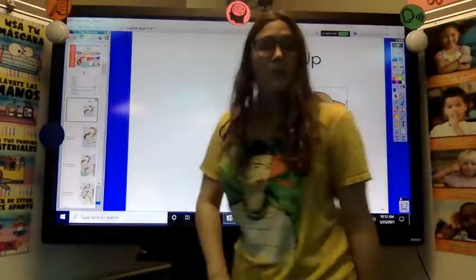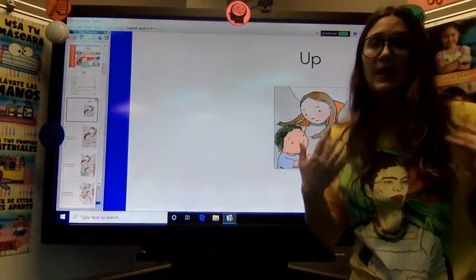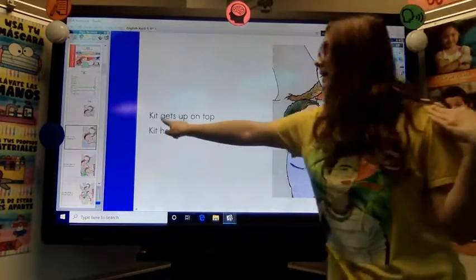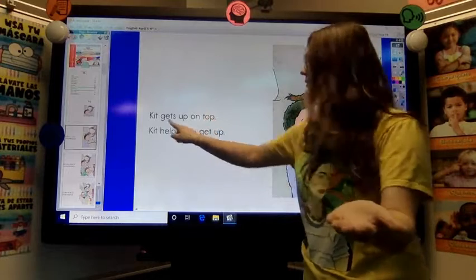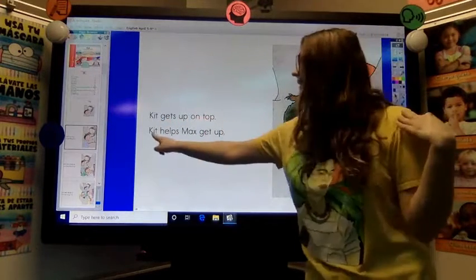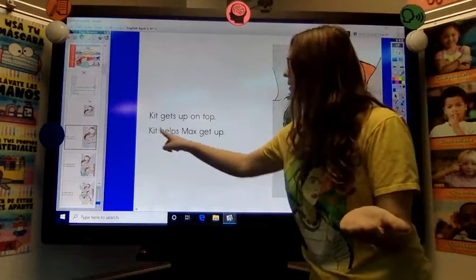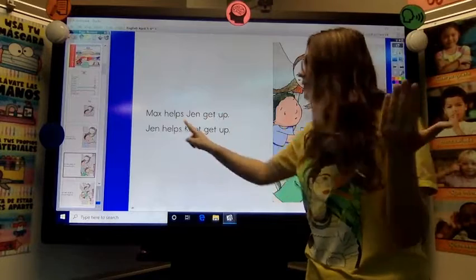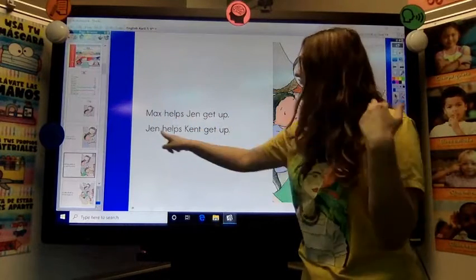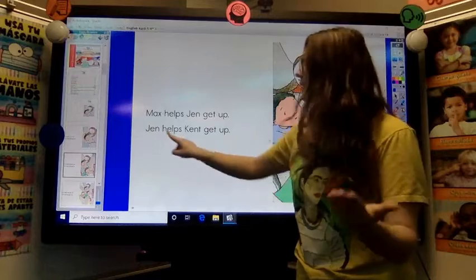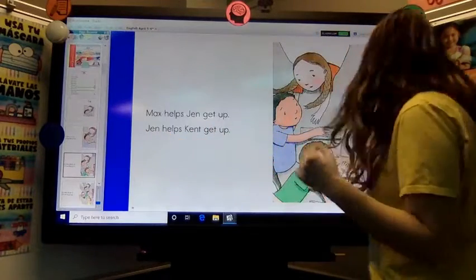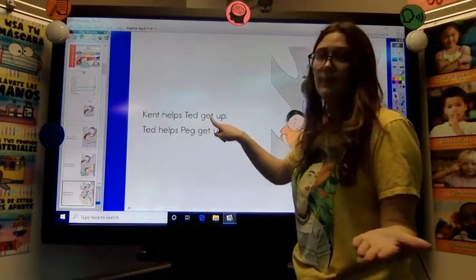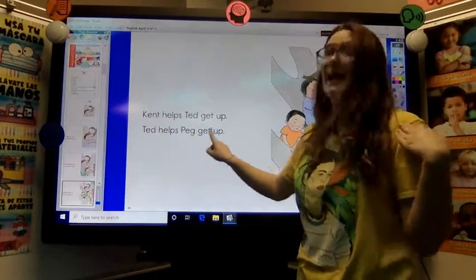So we're going to go ahead and read it one more time. And today I'm going to read it and you're going to repeat after me. Up. Kit gets up on top. Kit helps Max get up. Max helps Jen get up. Jen helps Kent get up. Kent helps Ted get up. Ted helps Peg get up.